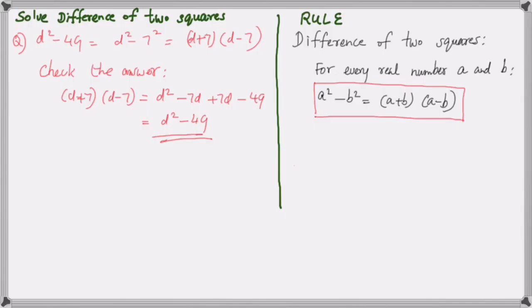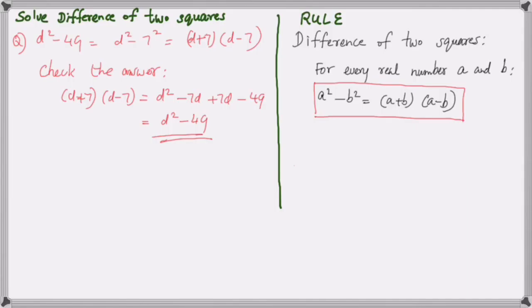So the answer would be d square minus, 7d plus 7d would be, what would that be? That would be 0, right? So the answer would be d square minus 49. If you look at this, d square minus 49 is the same as this, right? So therefore we can conclude that the rule is right. The rule is right. And this answer is right.